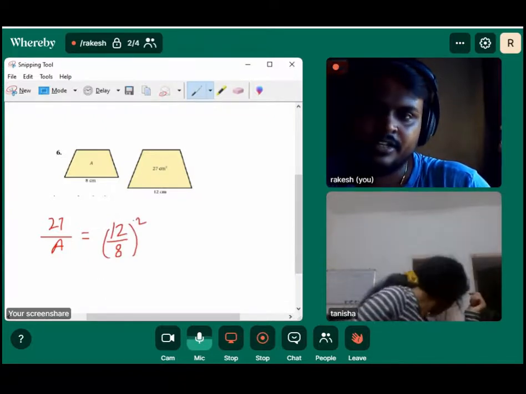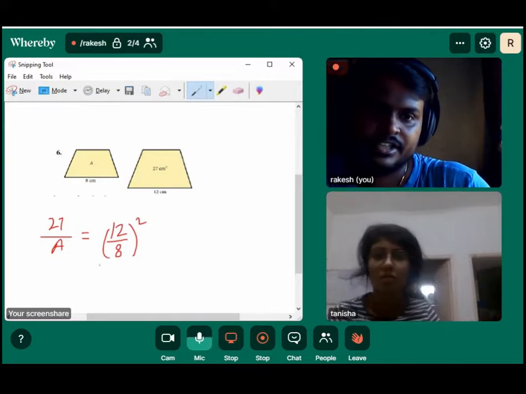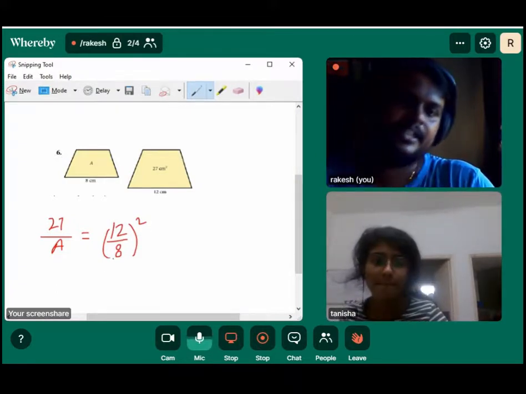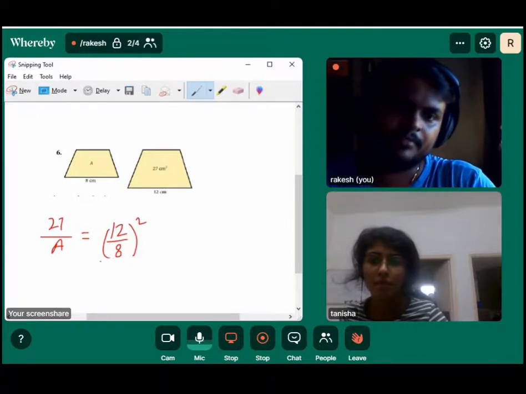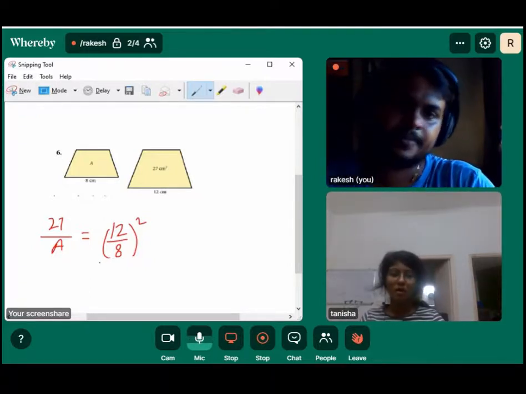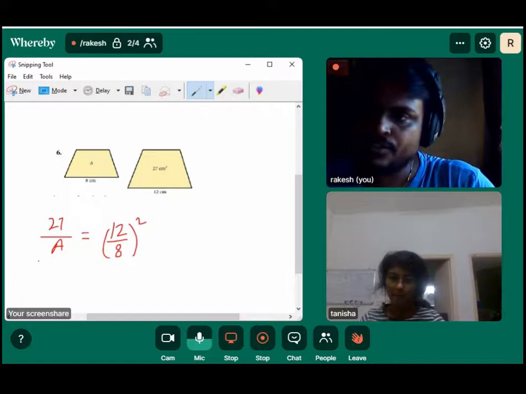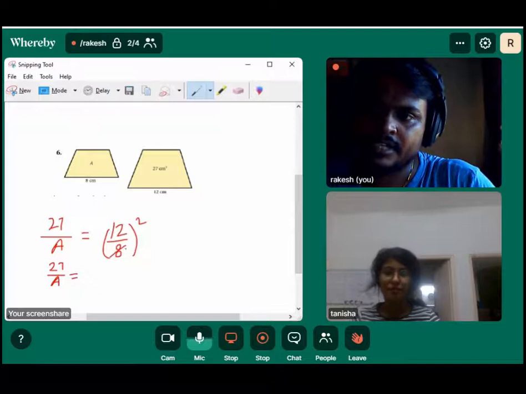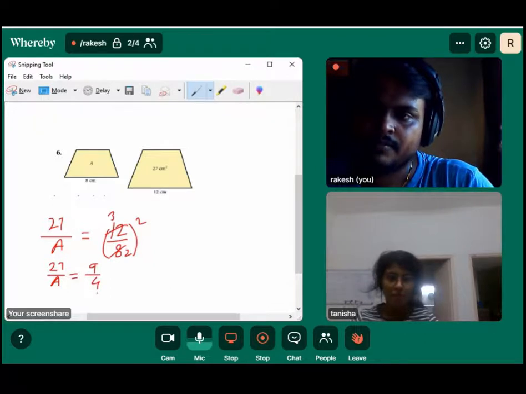I normally do it directly like this. Instead of finding the scale factor separately, I directly write scale factor whole square, by picking up the corresponding sides. So now 27 by a is equal to, 4 2s are 8, 4 3s are 12, so 3 by 2 the whole square, which is 9 by 4. 9 3s are 27. So a is equal to 12.